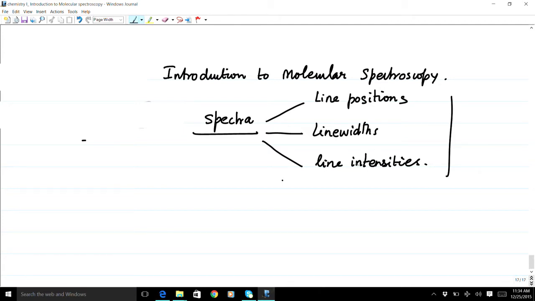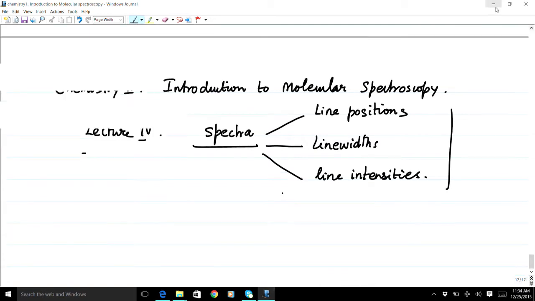In fact, I would say line positions, line intensities and line widths, in the order of difficulty of more understanding. I would say line widths are very difficult to understand. Line intensities are the approximate indicators of the statistical distribution of energies in the molecule. So let us see what these things are by an example.